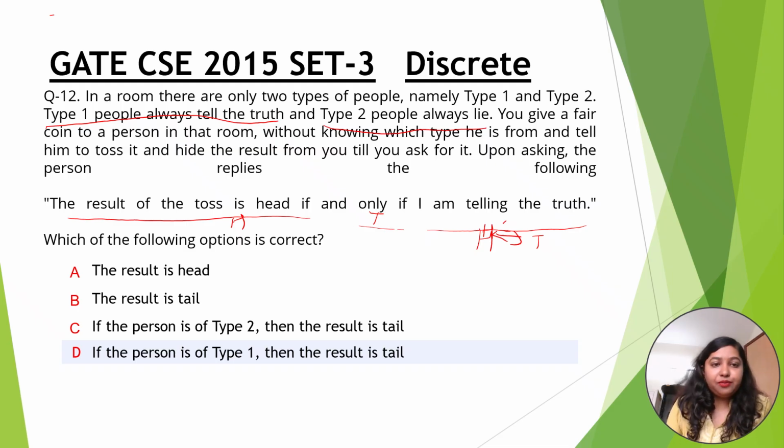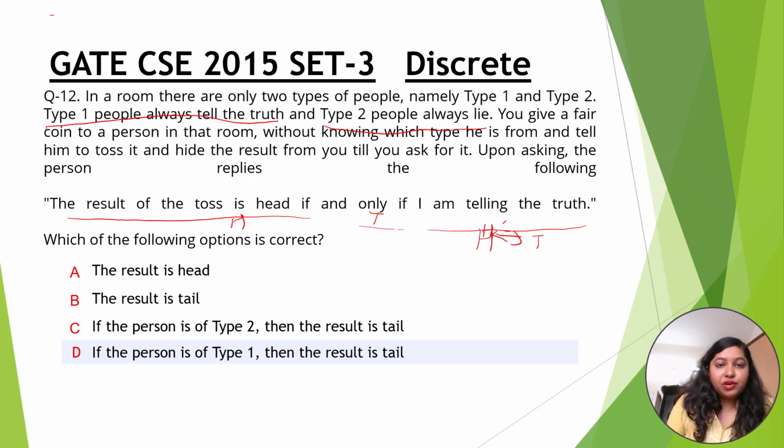Okay, type 1 always tell truth, type 2 always lie. We have here, upon tossing the coin, the result of the toss is head if and only if it is telling truth.